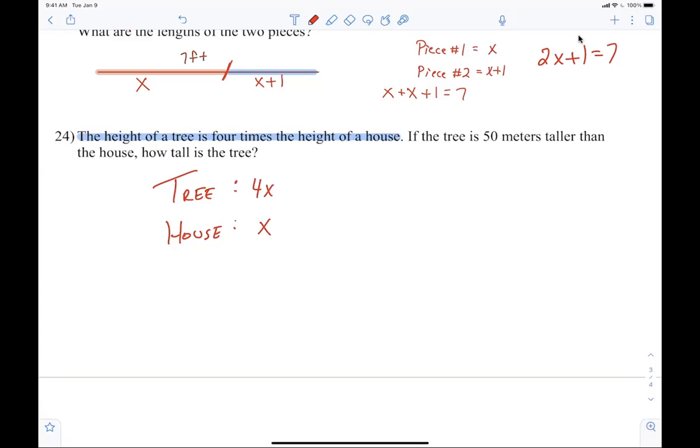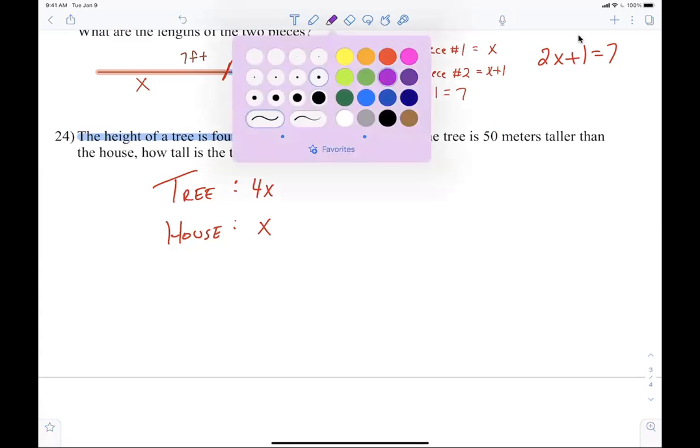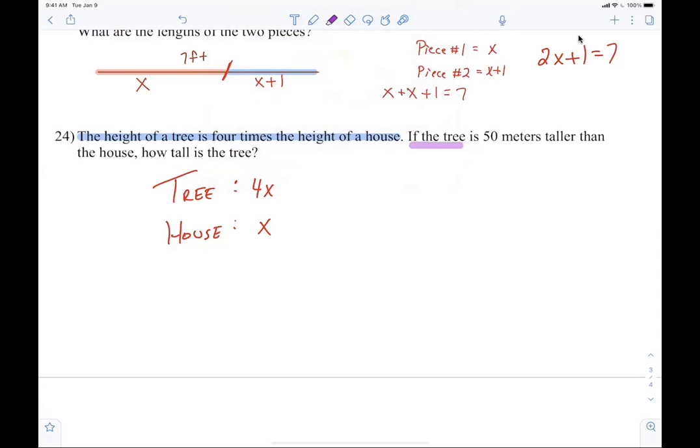Okay, so now you got to write the equation based off of the second sentence. So what's the tree? 50 meters tall. No, what's the tree? 4x. Yes, sir. Now look what I'm showing you. 4x. What does it mean? Equals. Okay. Say it again. x. Now you're going to include the what? 50. Right. So what is it? x plus 50.